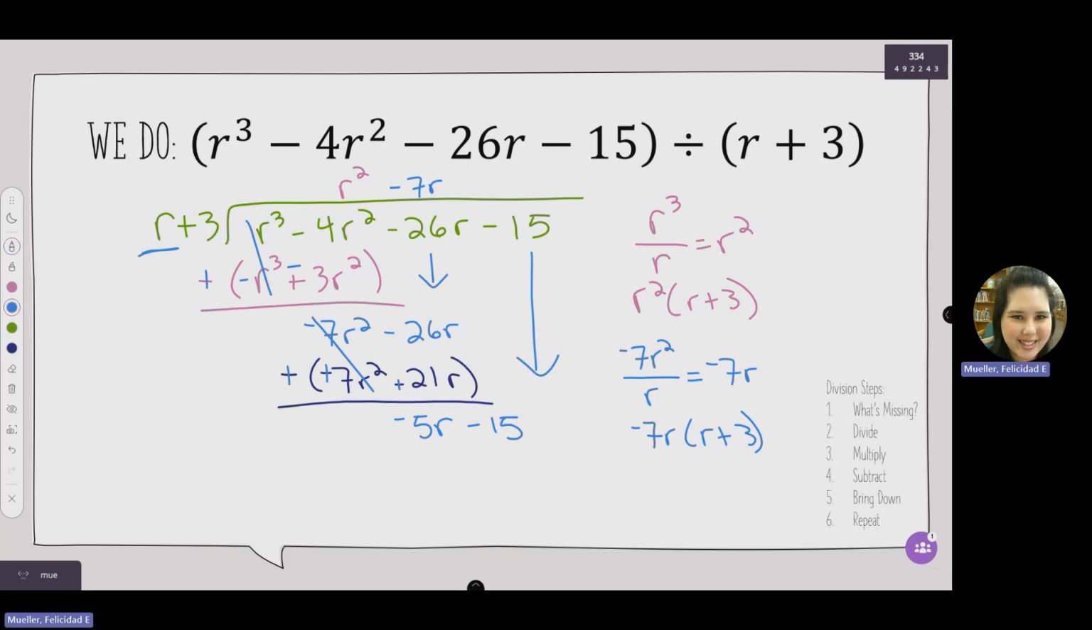So now we're going to do negative 5r over r, and we get negative 5, which is now our new multiplier. So when we multiply r plus 3 times negative 5, we get negative 5r minus 15. Another thing, whenever you subtract something from itself, like 1 minus 1, 2 minus 2, 5x minus 5x, it doesn't matter, you get 0. So my remainder is 0. So here is my answer, r squared minus 7r minus 5.